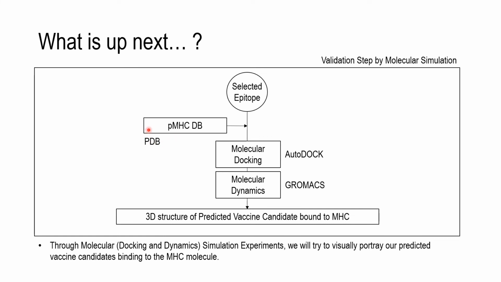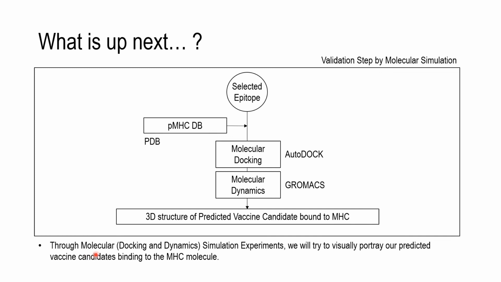With the 3D structure of the MHC, we're going to replace this peptide, whatever it is, with the selected epitope. Then we'll get the PDB file of the epitope plus the MHC. And then we're going to do the docking simulation using AutoDock and dynamic simulation using the GROMACS tools. The end result would be the 3D structure of a predicted vaccine candidate bound to MHC, as well as the relevant statistics on whether the peptide is binding well or not.